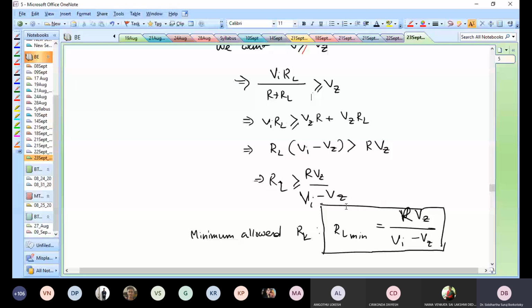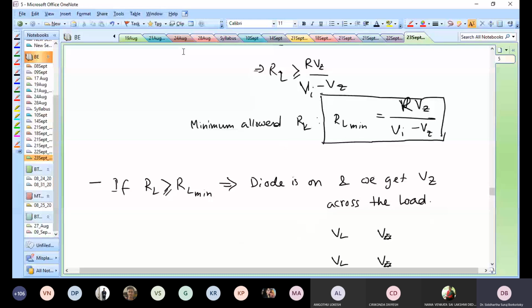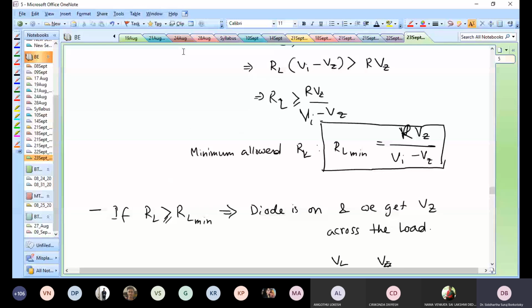So this is one. When I'm actually designing the circuit, I should be able to tell the user that whatever load resistance you connect to this voltage regulator, make sure that this load resistance is greater than this particular value, assuming I know what the value of VI is. So in many cases, VI is known.